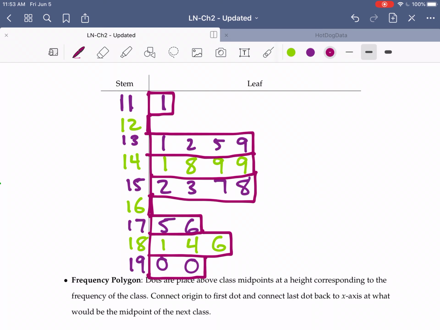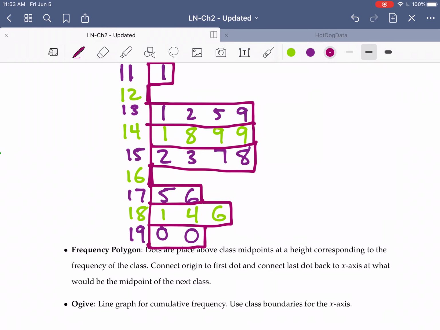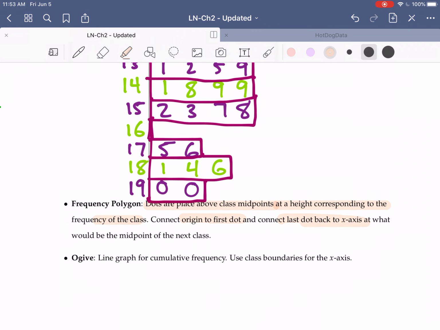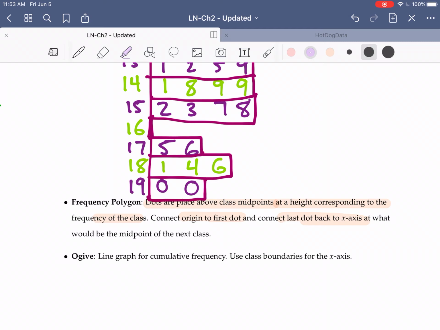Two other kinds of charts that will help us to represent numerical data are frequency polygons. For frequency polygons, dots are placed above class midpoints at a height corresponding to the frequency of the class. We connect the origin to the first dot, and the last dot gets connected back to the x-axis of what would be the next class midpoint. So that's a frequency polygon. It's like a line graph, but it has these other couple items associated with it, connecting back to the origin, back to the axis.